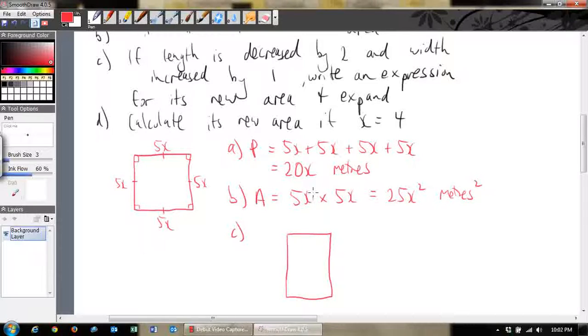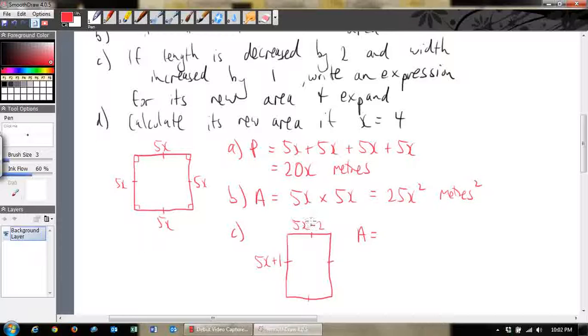So if its length is decreased by 2, it was 5x, but it's been decreased by 2, so it's 5x minus 2, 2 shorter than what it was before. Its width, or its height in this case, whatever, is increased by 1. So it was 5x, it's increased by 1, so we add 1. Okay, so there's our new shape. We've done some modifications to it. What is its area? Let's calculate its area.